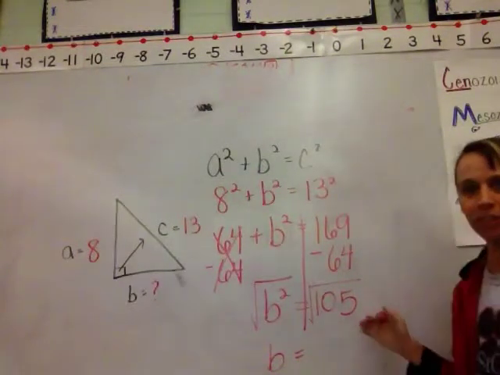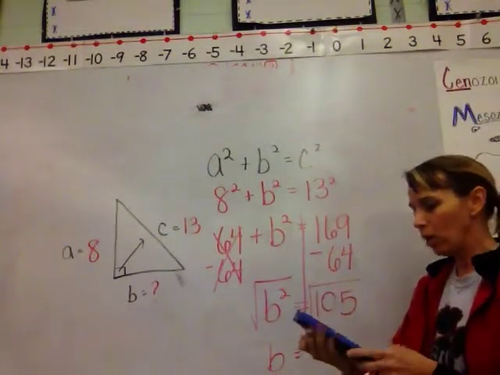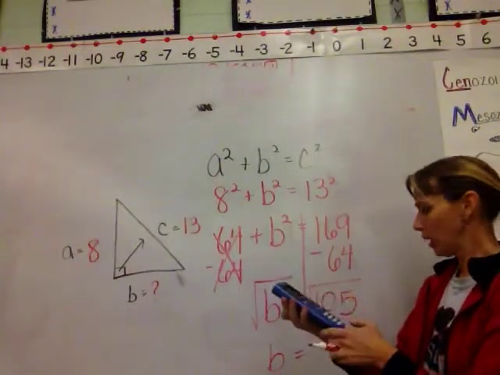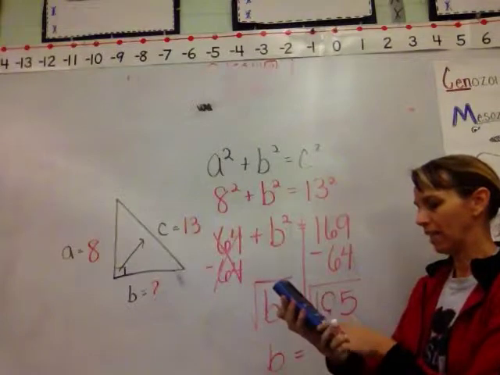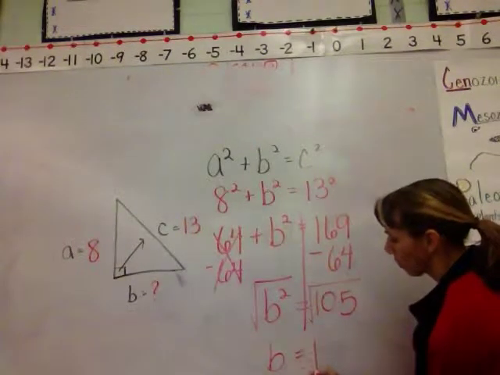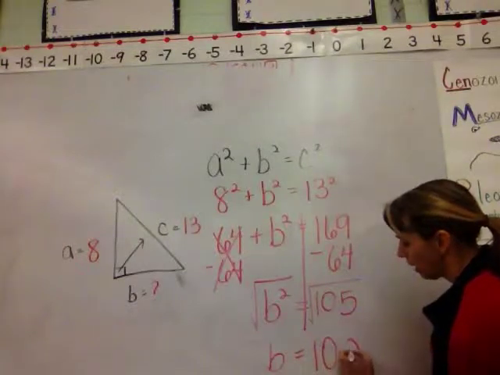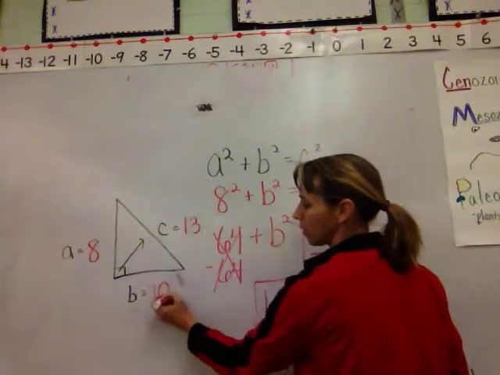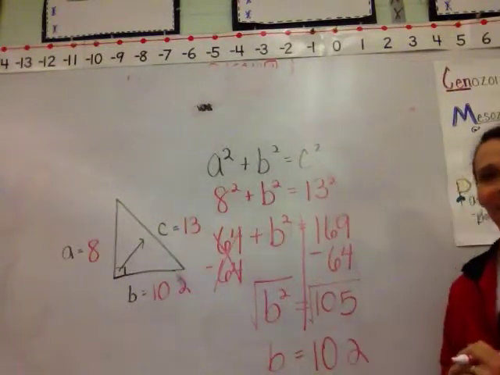Okay, this is not a perfect square, so I would use my calculator. Once again, I'm going to click the second button, x squared, punch in my 105 and hit enter, and I get 10.24. Or I'm just going to do 10.2 is my other leg. There we go, just like that.